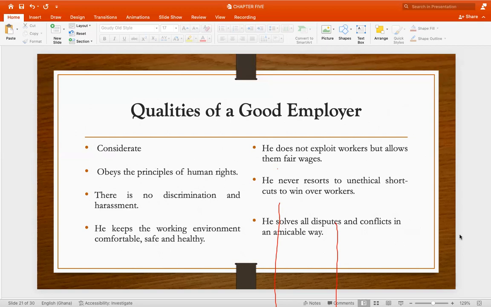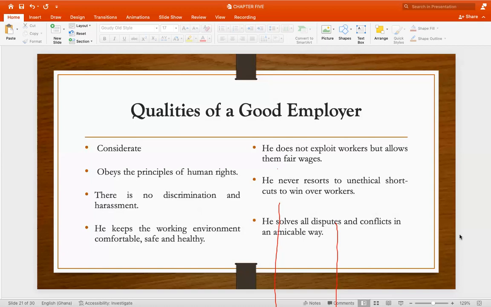But what are the qualities of a good employer? The employer must be considerate. Look at human beings as human beings. You obey the principles of human rights so that the rights of the individual worker, whether a laborer, a cleaner or a professional, will not be trampled upon. That all human beings have equal rights, and there is no discrimination and harassment. That good leader or good employer will ensure that in the company, discrimination and harassment will not exist.